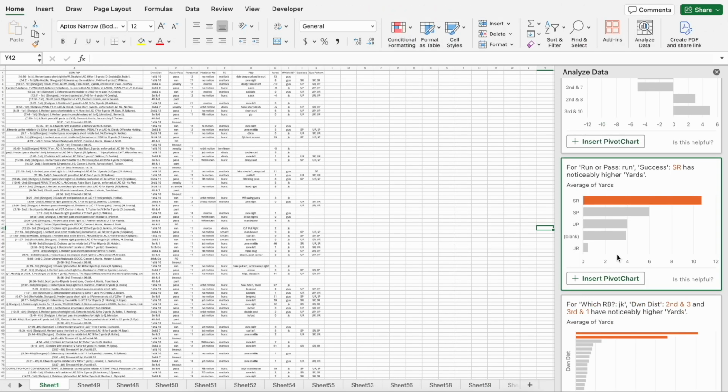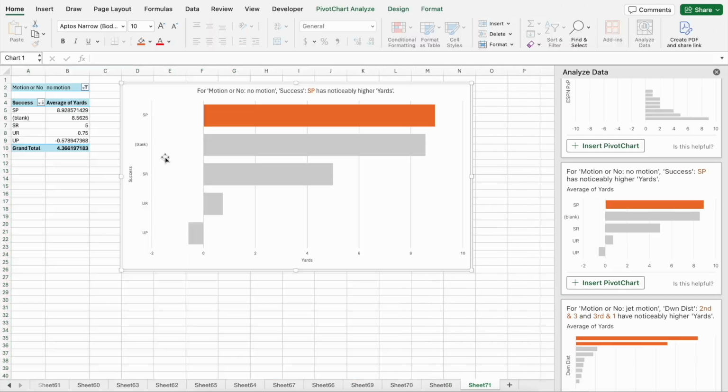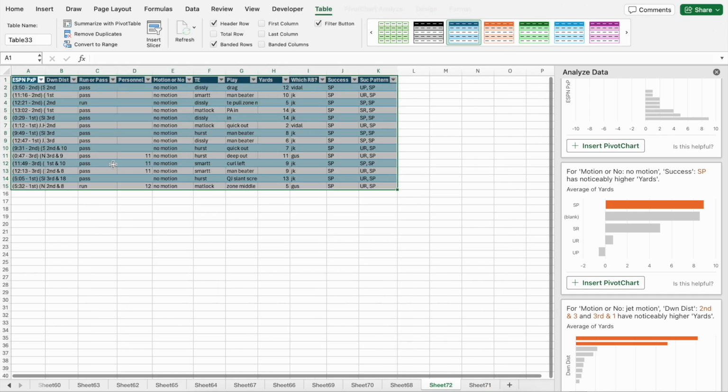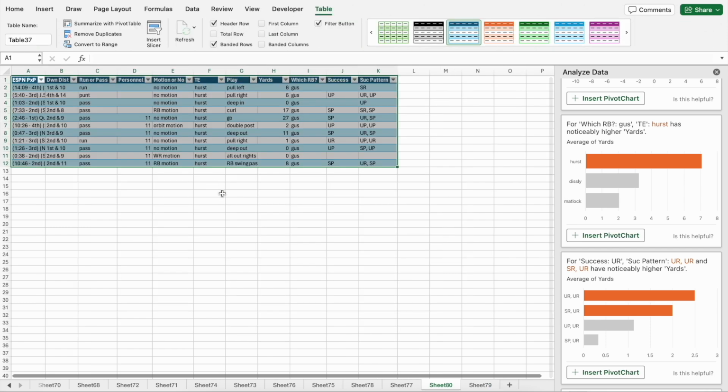JK with Matlock at tight end has noticeably higher yards. A successful run has noticeably higher yards. No motion and successful pass have noticeably higher yards. There's a good amount of those. Hurst with Gus has noticeably higher yards. So that's interesting. There's a good amount of those.